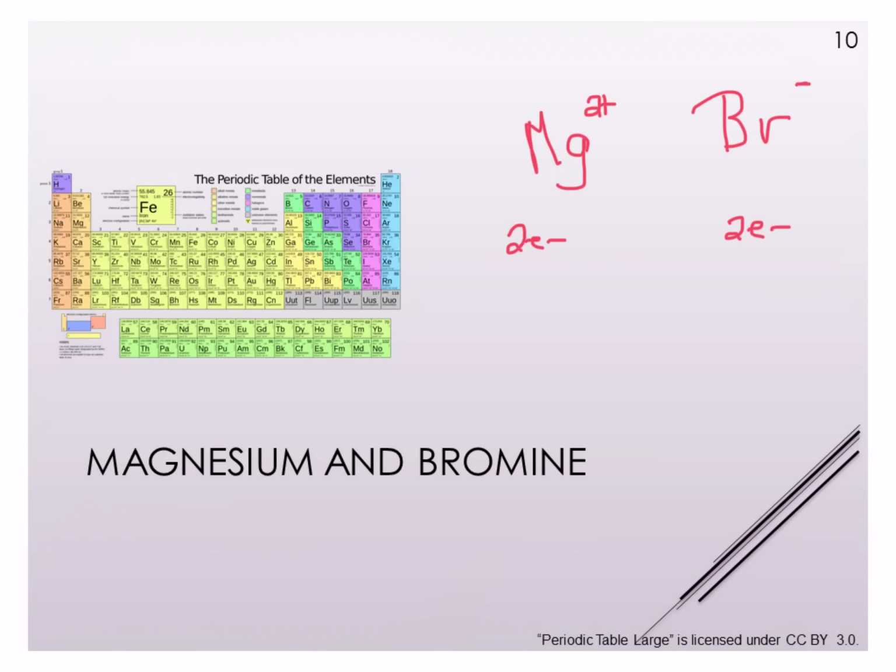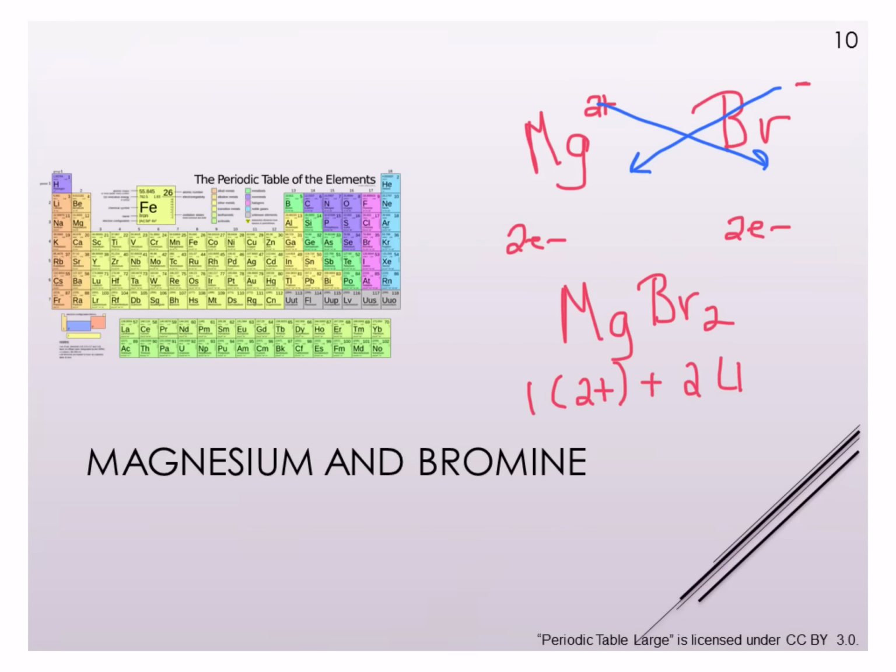So now we can look at our crisscross down, okay, and what we get is we have magnesium Br2. So now when I look at the charges, I see I have 1 magnesium with a 2 plus charge, plus 2 times a 1 minus charge on bromine, and the sum of those values is still equal to 0, which is exactly what I need for a neutral ionic compound. I must be electrically neutral.